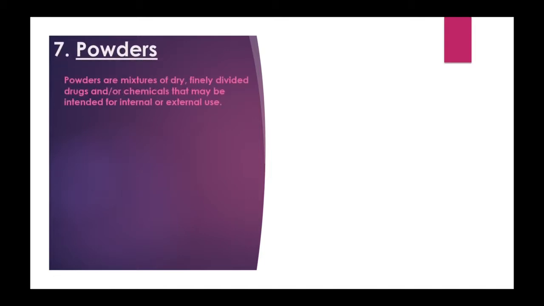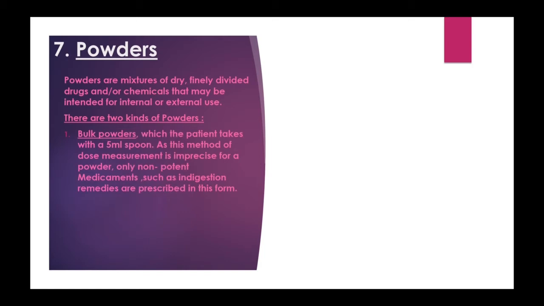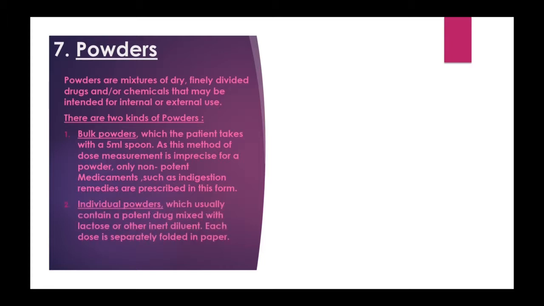Next we'll see powders. Powders are mixtures of dry, finely divided drugs and or chemicals that may be intended for internal or external use. Friends, there are two kinds of powders. Bulk powders, which the patient takes with a 5 ml spoon, as this method of dose measurement is imprecise for a powder. Only non-potent medicaments such as indigestion remedies are prescribed in this form. Next, individual powders, which usually contain a potent drug mixed with lactose or other inert diluent. Each dose is separately folded in paper.